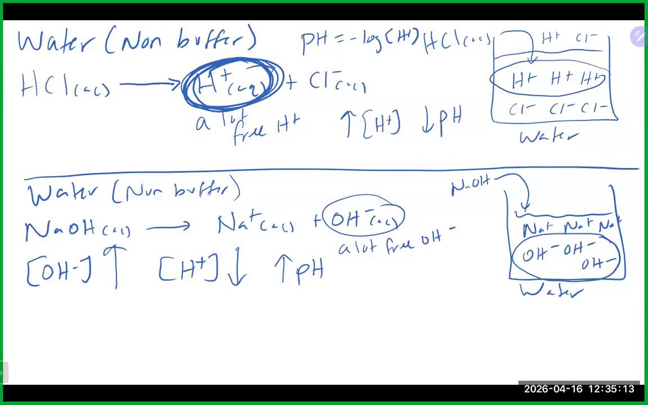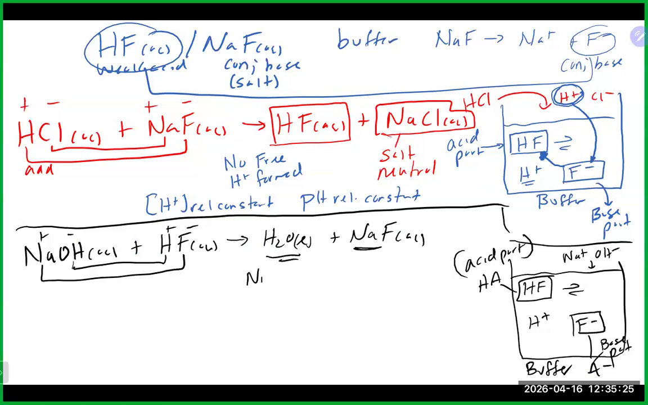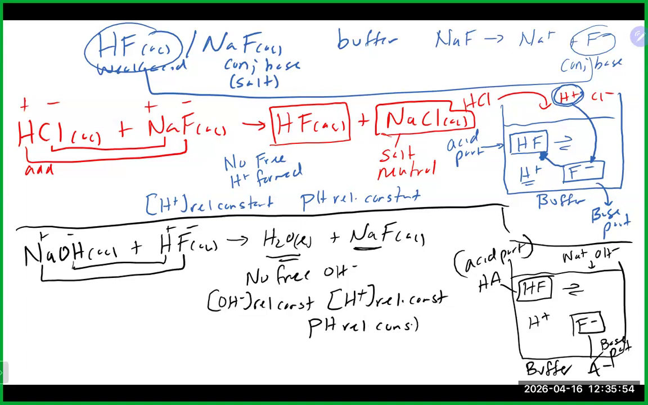When we added the sodium hydroxide to water, we produced a lot of what? Hydroxide, right? And when we add this to our buffer, as I super zoom in on that circle, we have no free hydroxide form. And because we're not forming any new free hydroxide, the concentration of hydroxide stays relatively constant. That means that the H plus concentration will also stay relatively constant because they are tied to each other, right? As one goes up, the other goes down. So if you keep the hydroxide constant, H plus is going to be constant. And that again means our pH will be relatively constant as well.